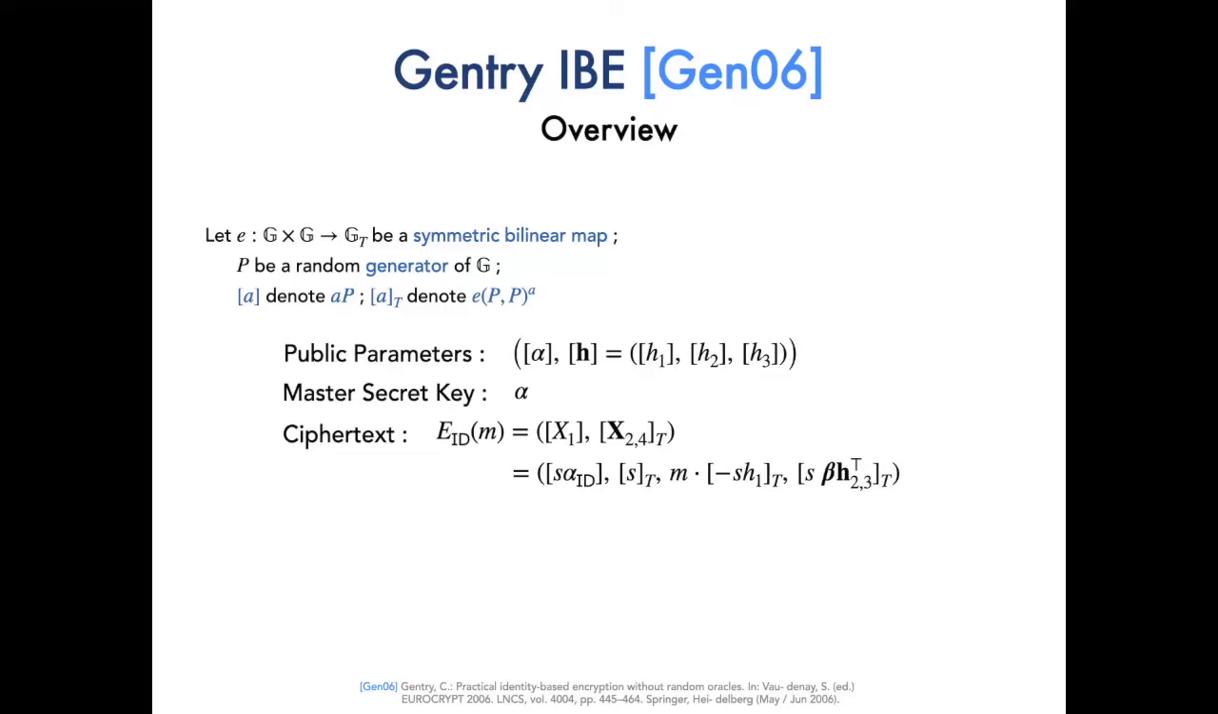The ciphertext of Gantry IBE consists of three parts: key ciphertext, data ciphertext, and validity checking. During the decryption procedure, the validity checking part is used to test the validity of the ciphertext, while the key ciphertext is decrypted to obtain the session key for recovering the plaintext from the data ciphertext.